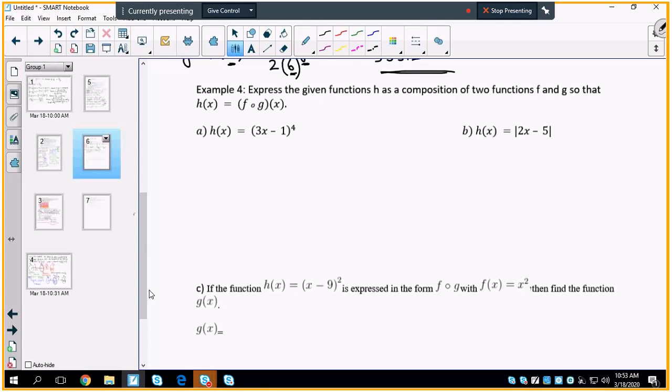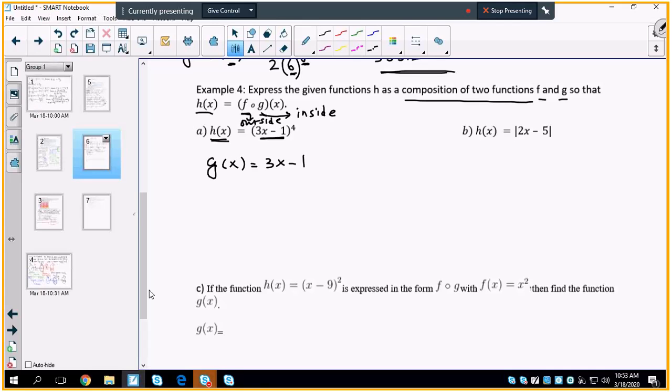So the question is saying, if h is the composition of two functions f and g, so h of x is f compose g, then identify what is f and what is g. And how do I do it? Think about what will be g in this one. That's the inside one, and f is the outside one. So you're trying to find out what is the inside and what is the outside in this composition. Inside is pretty simple, 3x minus 1. That's inside. So you're going to say g of x is equal to 3x minus 1.